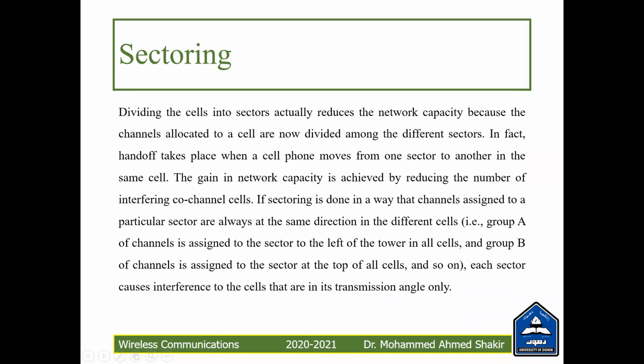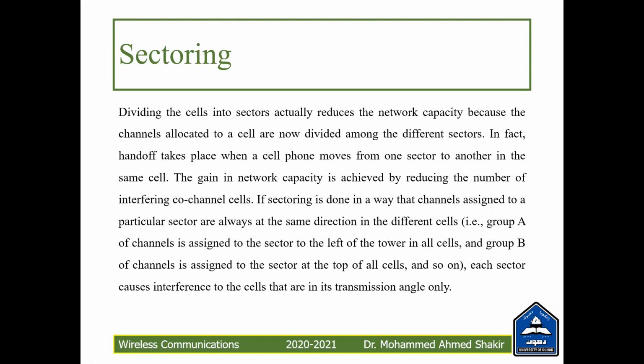Now, we have some important notes to keep in mind. Dividing the cells into sectors actually reduces the network capacity, because channels allocated to a cell are now divided among different sectors. In the first hour, I talked about the Erlang B table, and I told you that 2 groups of 5 channels will provide less traffic intensity than a single group of 10 channels. Now, the same story here.